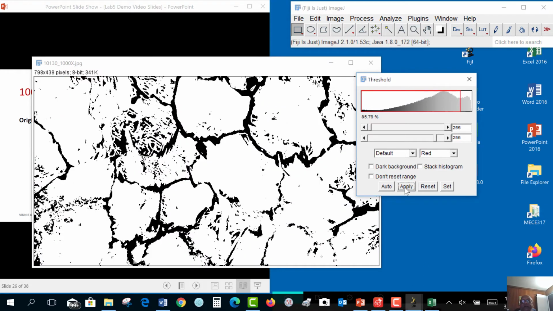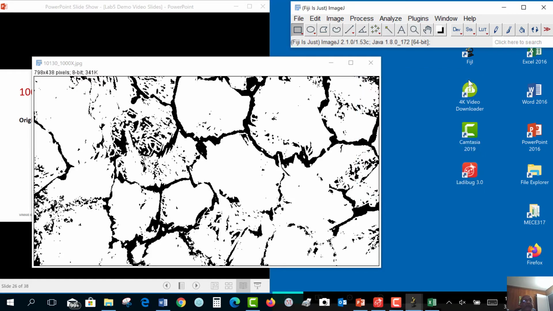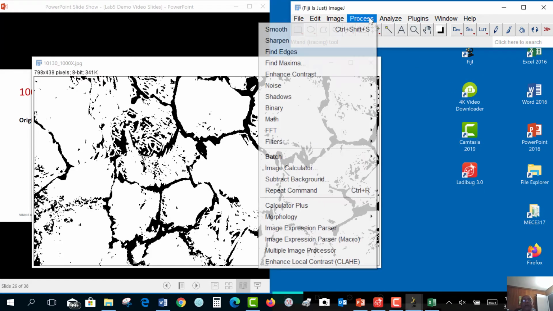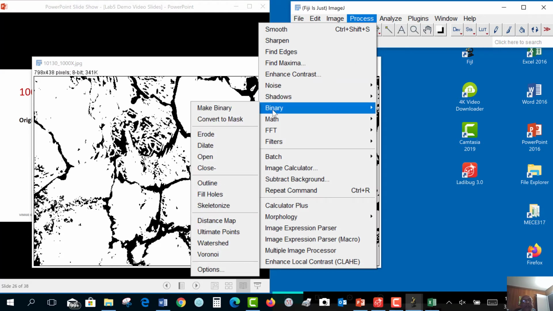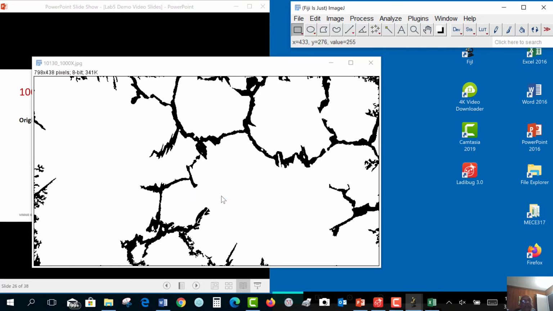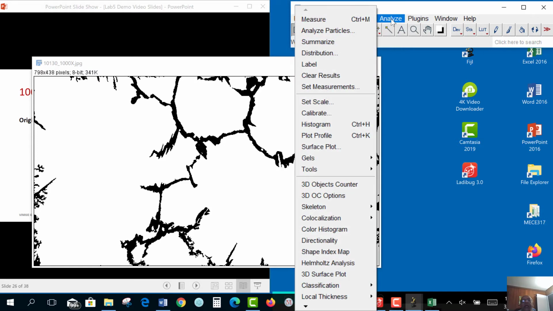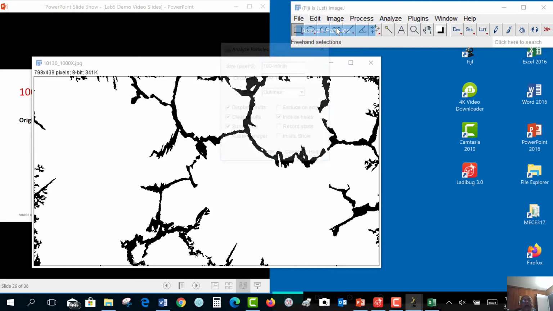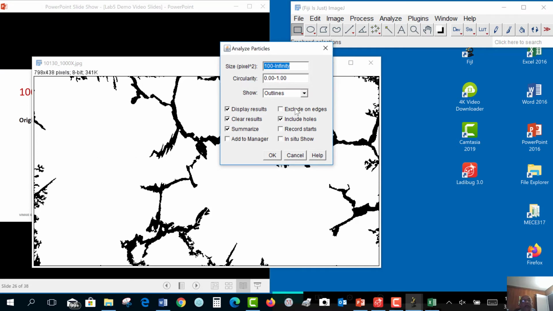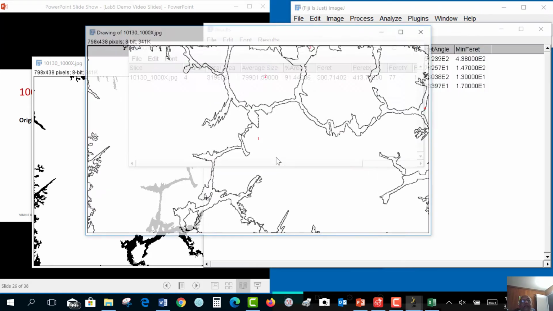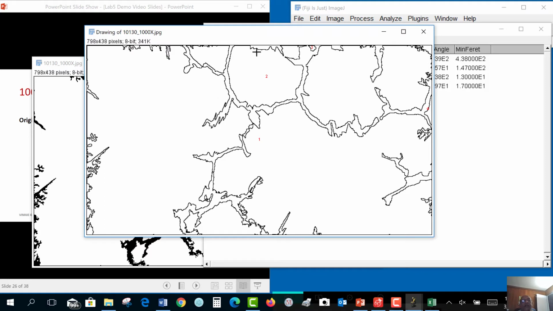So I'm going to apply close, and process as a binary image. I'm going to fill all the holes, analyze particles, and again I'm going to ignore anything smaller than 100. Okay, so you can see it did a pretty good job. It missed some of it, so it is overestimating the perlite.